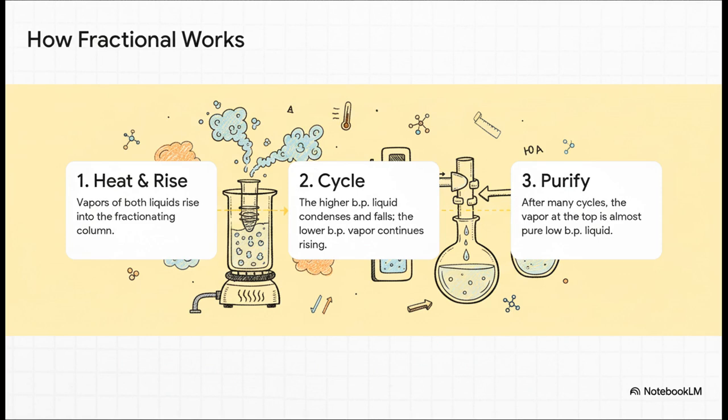As the mixed vapor rises into the column, it starts to cool and condense on these surfaces. But here's the trick. The liquid with the higher boiling point will condense more easily and drip back down. The liquid with the lower boiling point will stay as a vapor and continue to climb. This process of condensing and revaporizing happens over and over and over again all the way up the column. Each time, the vapor gets a little bit purer. By the time it finally reaches the top and heads to the condenser, it's almost pure of the more volatile liquid. It's like running a dozen distillations all at once.